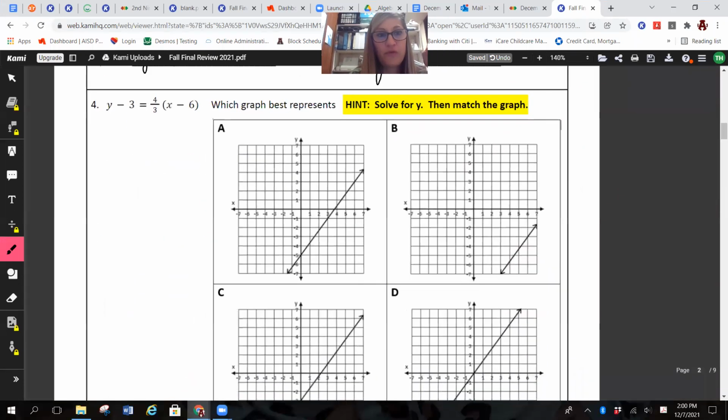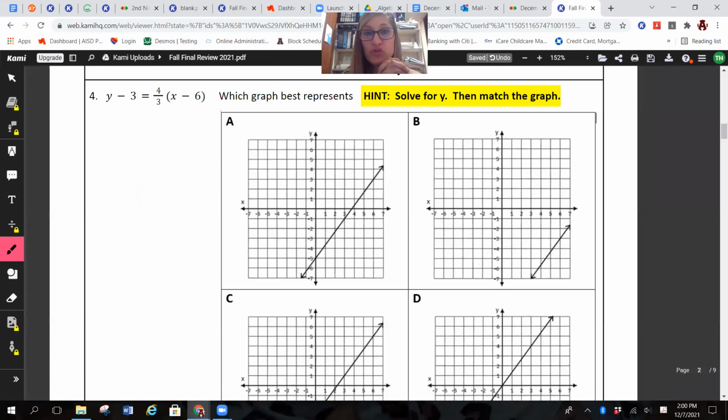All right, let's look at number 4. This is one of our multiple choice questions on this entire review. Which graph best represents the equation y minus 3 equals 4/3 x minus 6? Hint, solve for y and then match the graph. All right, we can do that.